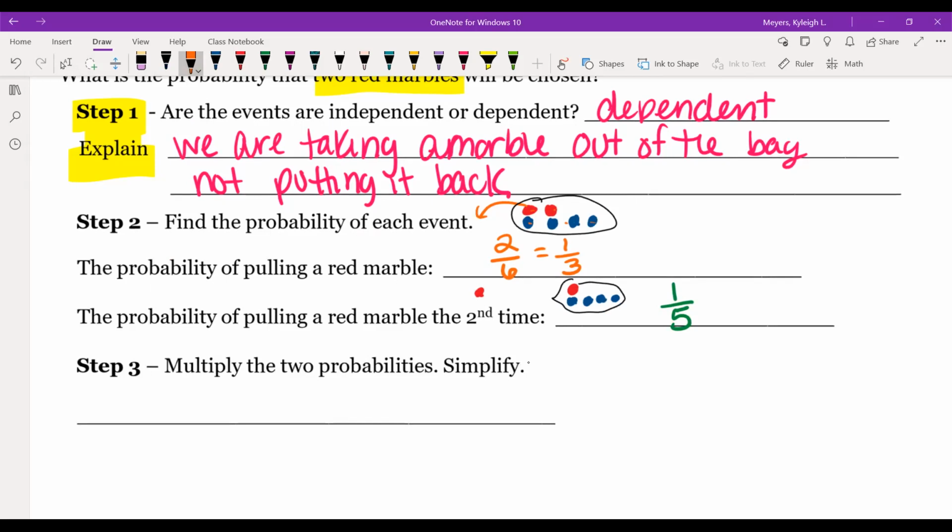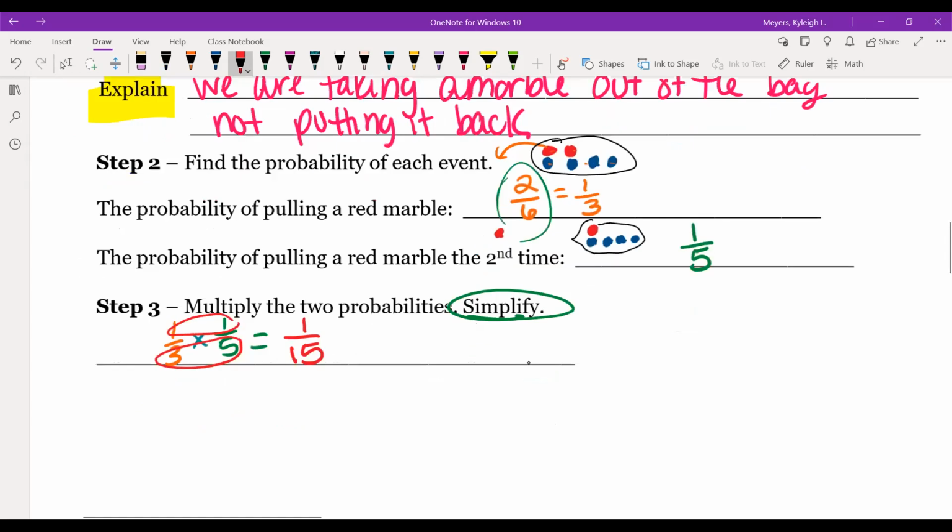Okay, so now I'm going to multiply those probabilities. 1/3 times 1/5. And again, we want to simplify. If you didn't simplify up here, you'll have to simplify at the end. But it's 1 times 1 is 1, 3 times 5 is 15. So it's 1/15. All right, so let's keep on going.